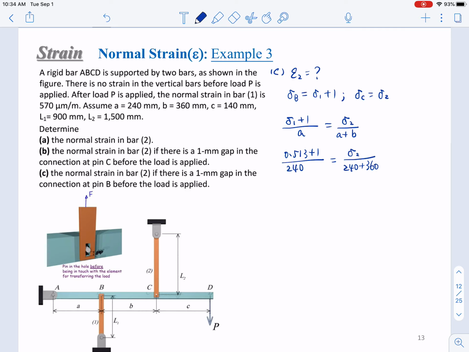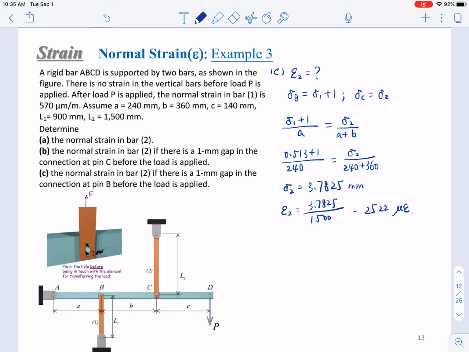Then we can derive that delta 2 equals 3.7825 millimeter. Okay, this time the result will be much larger. This will be 3.7825 over 1,500, which is 2,522 microstrain.